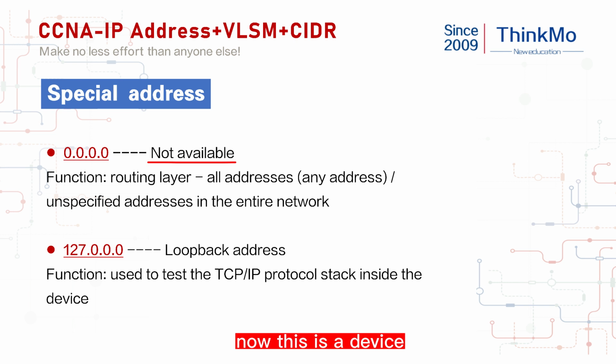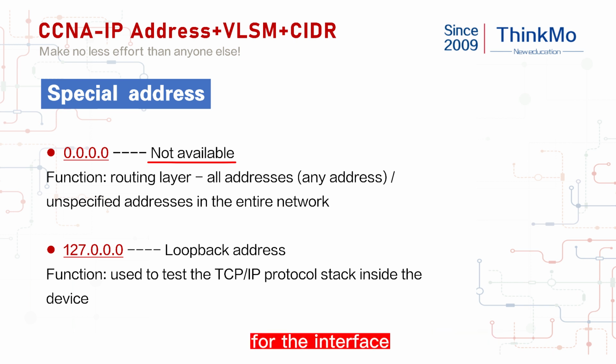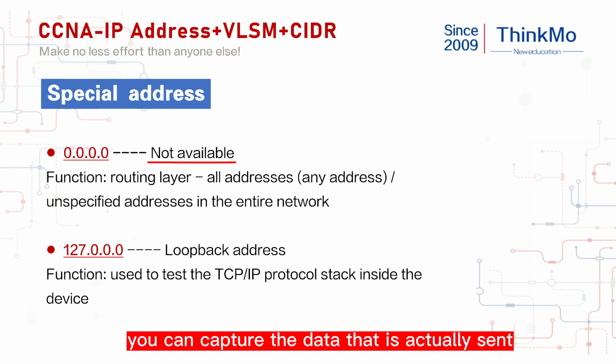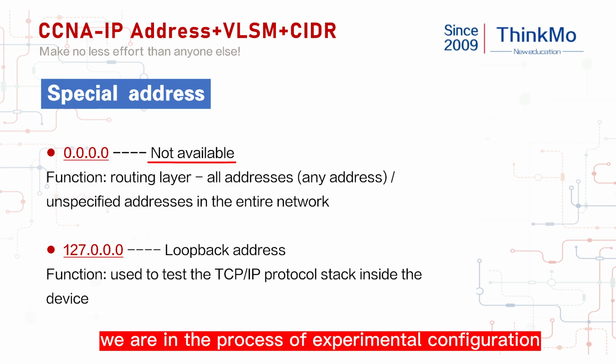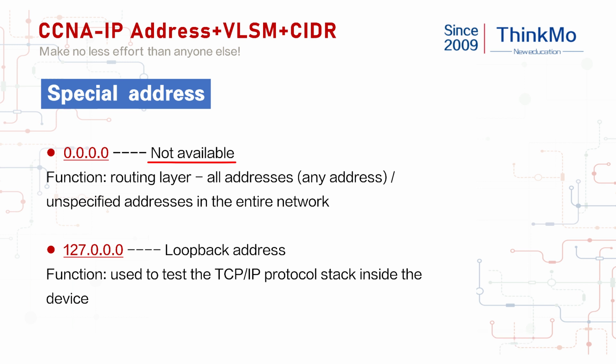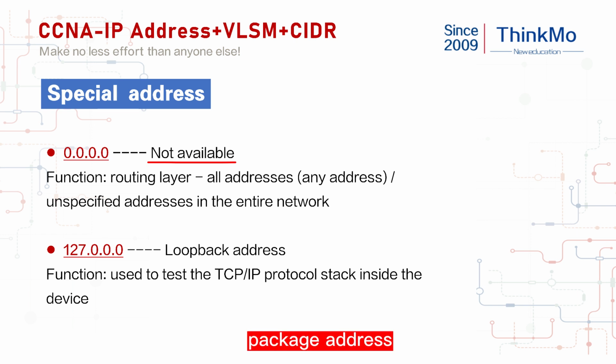For example, now this is a device with multiple interfaces. An interface always transmits electrical signals to the outside world. Then we can use another port to enable port mirroring, and you can capture the data that is actually sent. In the future, during the experimental configuration, I can show you. For running such a protocol, the first time you request an address from the outside world, you package the address.